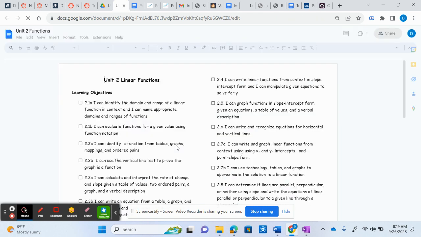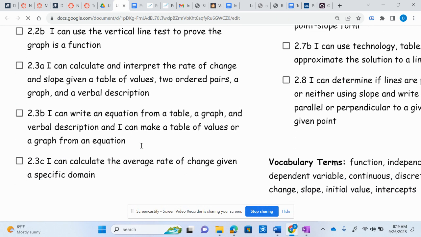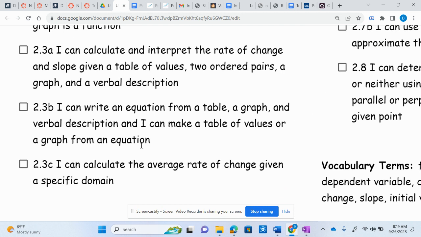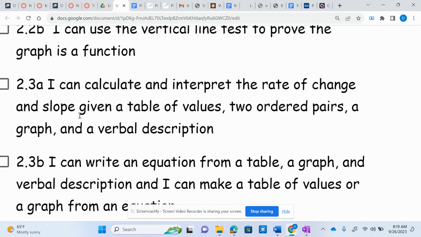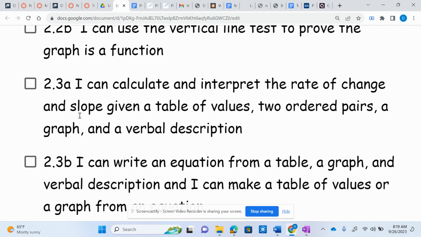So this is 2.3a. Do you guys see which one I need you to write down? I'm trying to make it as big and in the middle of the page as possible. So you're going to write that down. I would put it right underneath the rate of change in slope. 2.3a. I can calculate and interpret the rate of change and the slope given a table of values, two ordered pairs, a graph, or a verbal description.